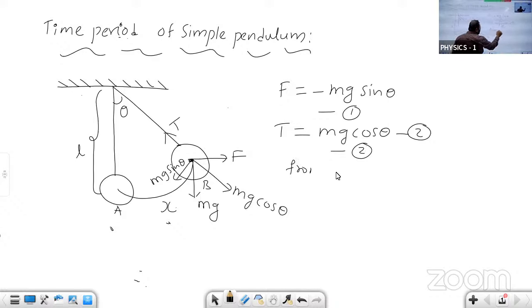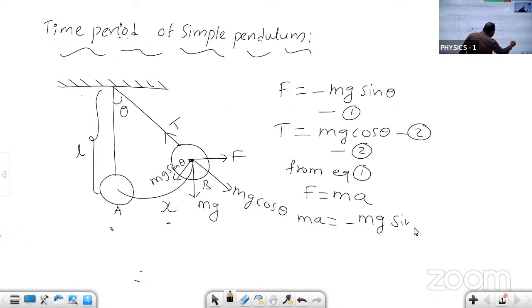From equation 1, you know very well F equals ma. Substitute here: ma equals minus mg into sin theta. M gets cancelled. Remaining: a equals minus g into sin theta. This is equation number 3.